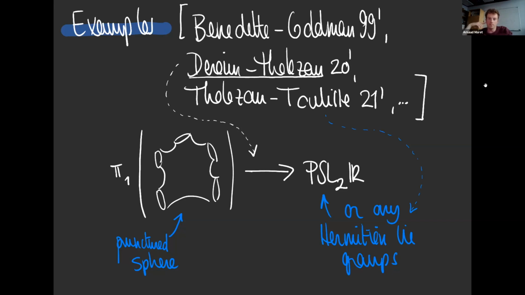build similar components, but where you can replace PSL2R by any Hermitian Lie group. So for instance, PU(2,1), the isometries of complex hyperbolic space, or PU(p,q), also higher rank, and always components for punctured spheres. So it means you demand only that the simple curves correspond to elliptic elements, but non-simple ones can do whatever. I'm restricting.